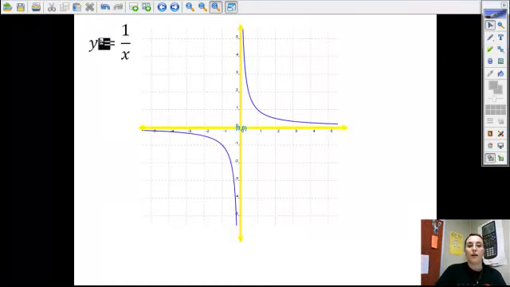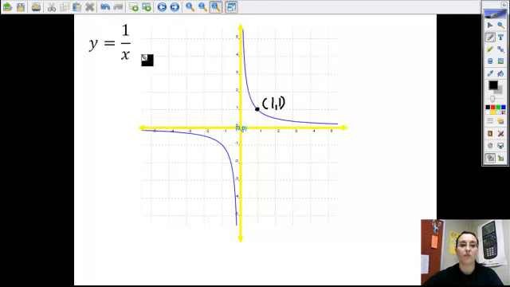And I just want to talk about exactly how this function relates to the graph real quick. So as you can see, let's look at some various points here. We've got 1, 1 right here, which makes sense because y equals 1 over x. So if you put x equal to 1, let's make a little chart.